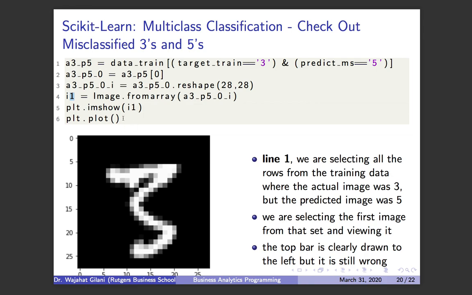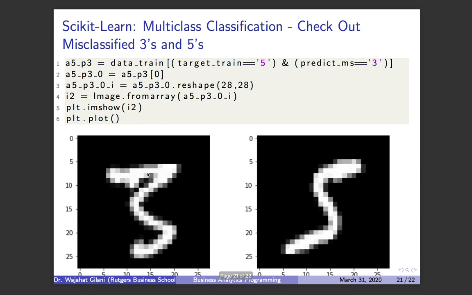I show I1 plot, boom, and I get this 3. This is a 3 that was actually predicted to be 5. And we can see possibly why it made the confusion, but there's a clear bar up here. There's a clear bar up here. Now let's flip the side. Let's flip it.